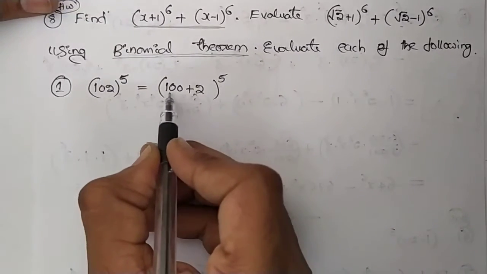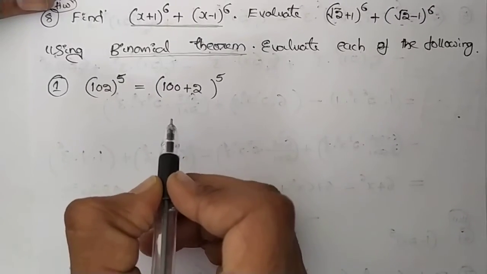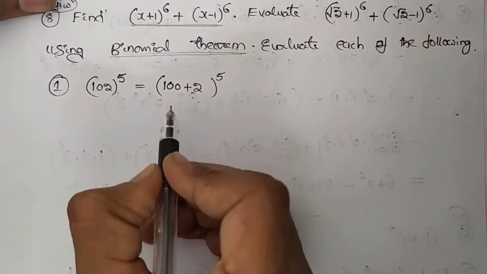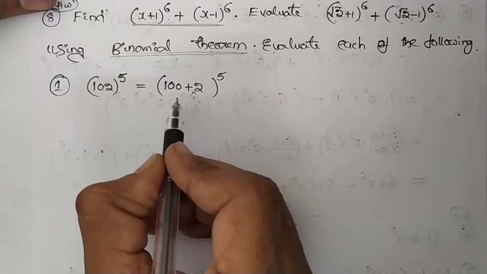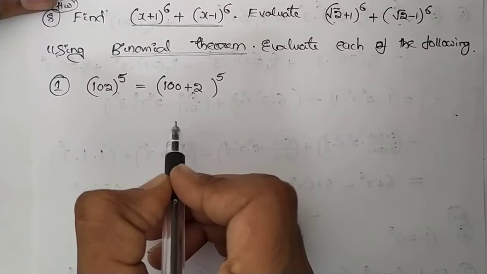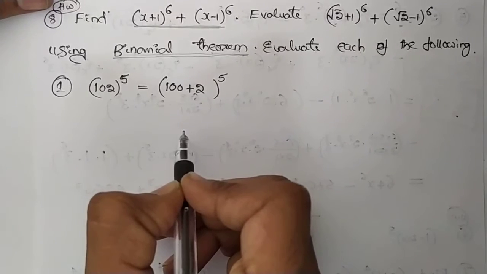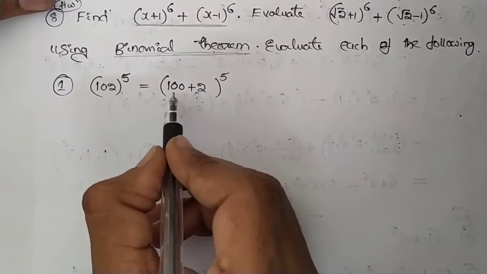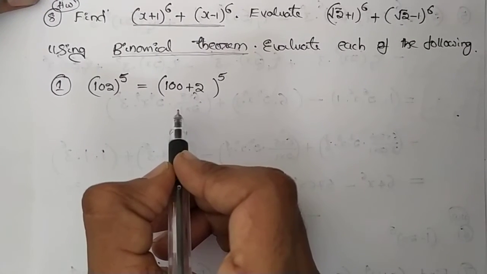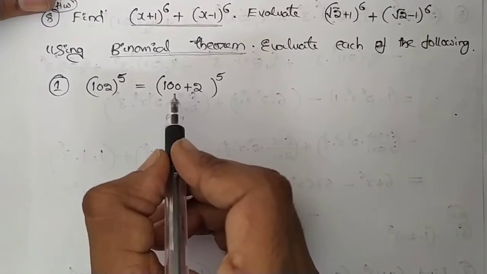But if there is a round figure like 100, we will find it very easy for the simplification part. Suppose you just imagine we have 99 whole power 5. How are you going to find 99 whole power 5? By using a calculator? No. It will be more difficult. Suppose we have 100 whole power 5. It is very simple. 100 whole power 5 we can simplify very easily.